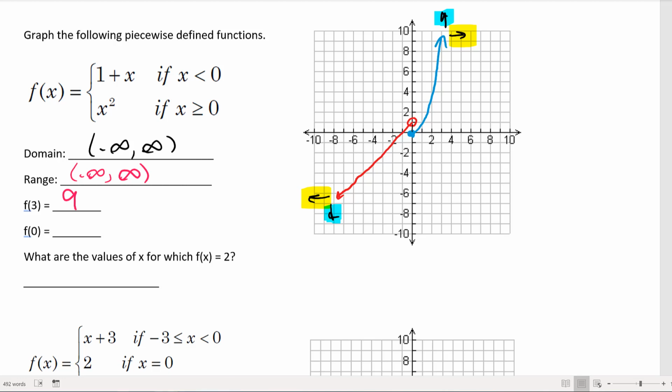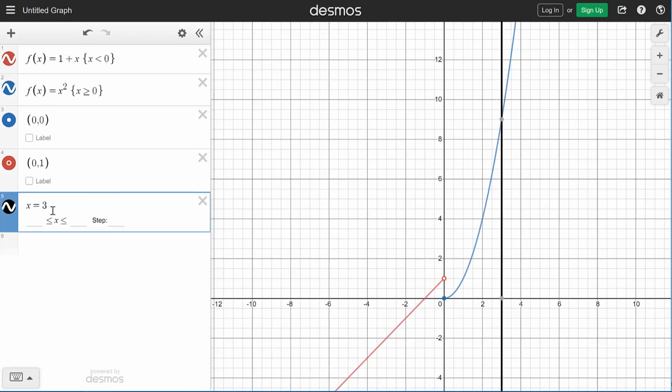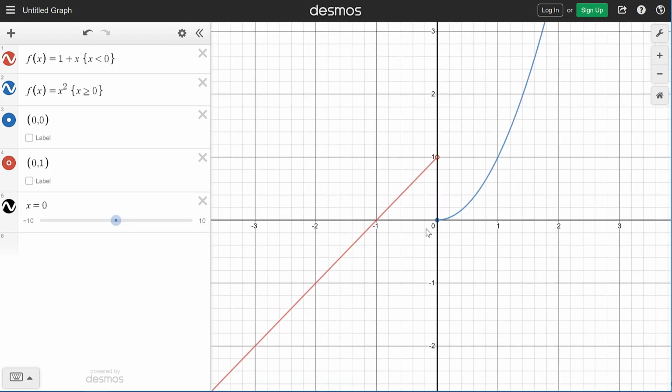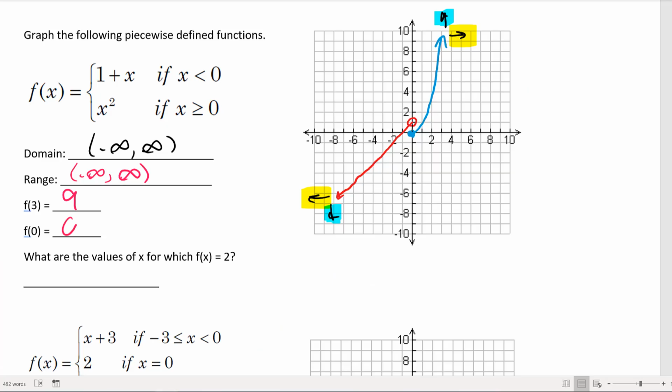What about f of 0? I'm just going to pop back over and change that to 0 and see what happens. Okay, this one's a little trickier. Now this one's a little trickier because we have a blue dot and a red dot. But remember, we're talking about the closed circle, so it's 0. So f of 0 is 0.